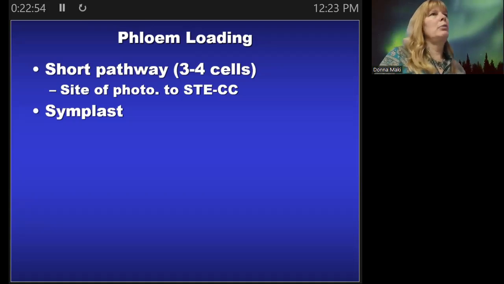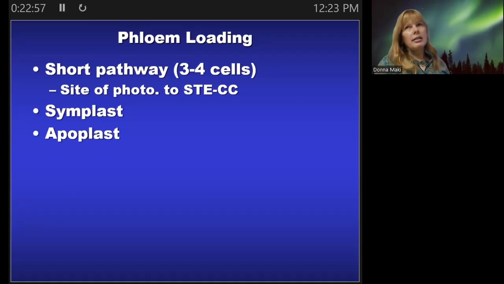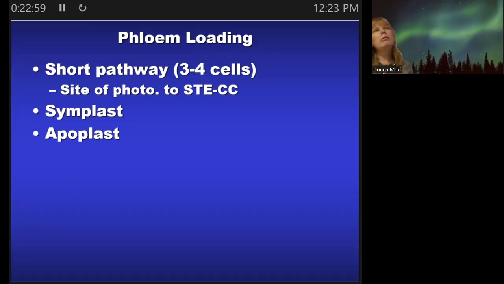They're like, yeah, that's probably what's going on. But then they also had to consider other movements. And they said, well, could it be that somehow the sucrose is getting into the cell wall space and somehow getting translocated and dumped into the vein that way?